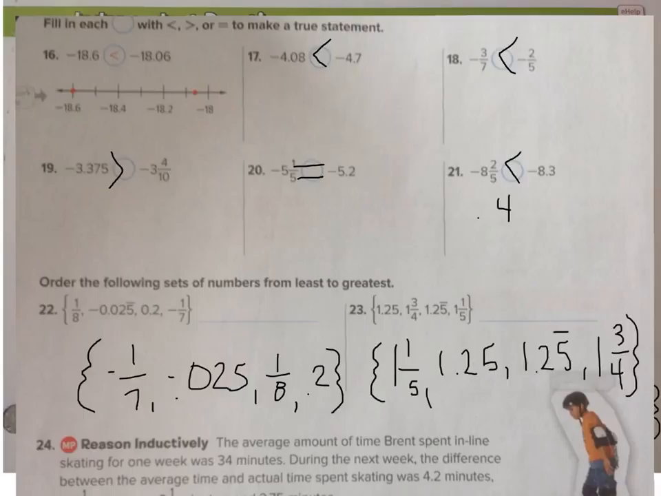And for 23, you can see that I have the numbers in order from least to greatest. Now this one was a little tricky just because of the two middle numbers. They are very similar. It's 1.25 and 1.25 repeating. And the reason that 1.25 repeating is greater is because the first one, 1.25, is the same as 1.2500. And so having that extra decimal of the 5 repeating makes it a bigger number.